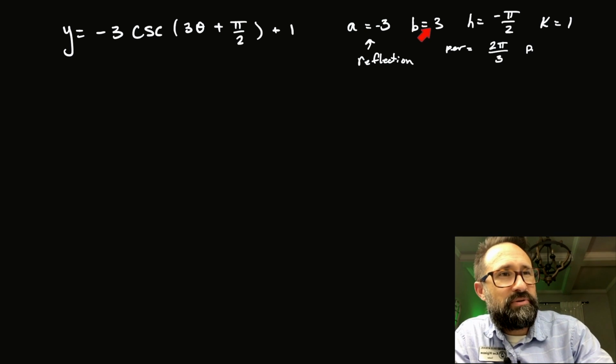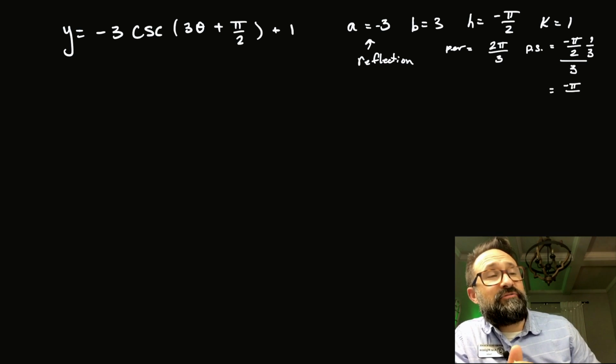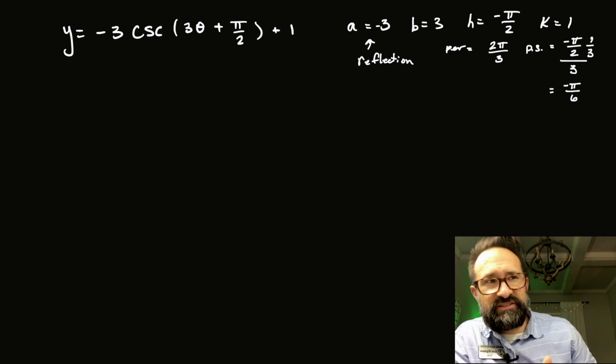We have a b of 3. My period is going to be 2 pi over 3. Phase shift is going to be negative pi over 2 divided by 3. So I'm going to have to do a little bit of fraction work here, multiply that by 1/3, and we're going to get a negative pi over 6 as a phase shift.